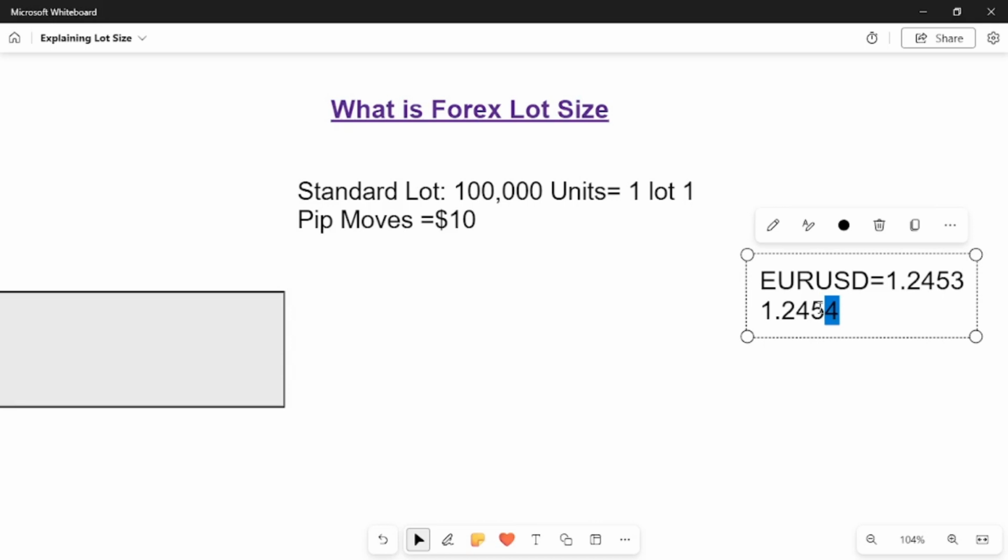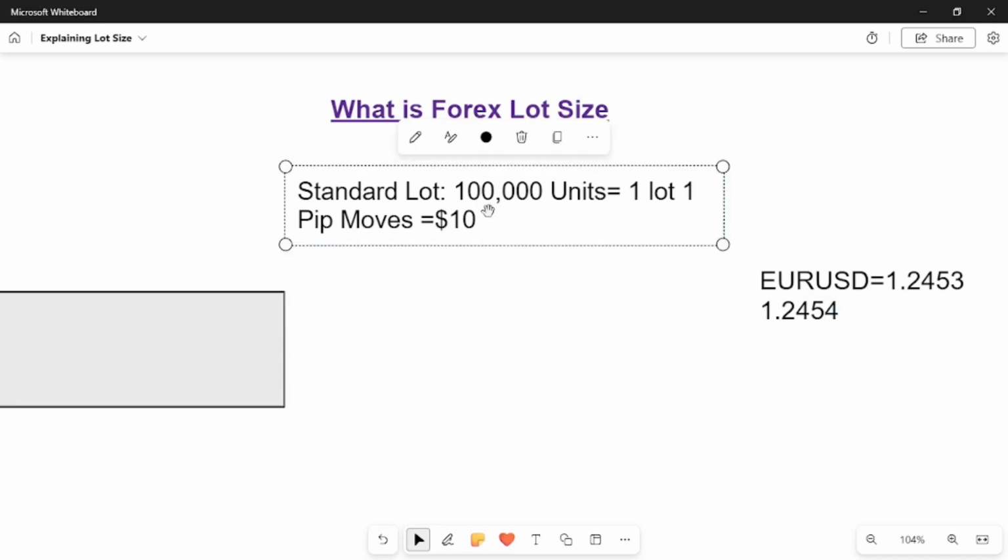Hope you understand. Once there's a single pip movement in a standard lot trade, you are making $10. However, if there's an opposite movement against the direction you traded, then $10 will also be deducted from your trading account. That's simply what it means. So when you are trading as a beginner, please make sure to check carefully that if you don't have enough funds in your account, do not use the standard lot size, and I'll be explaining the other types of lot size that we also have.